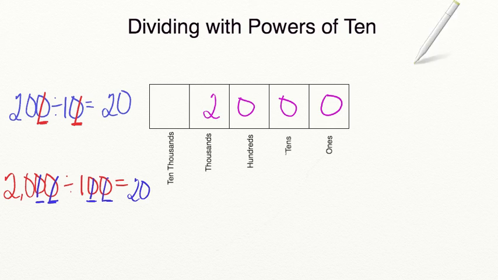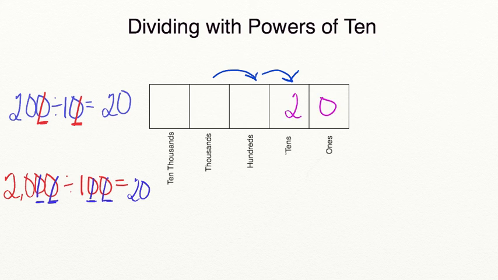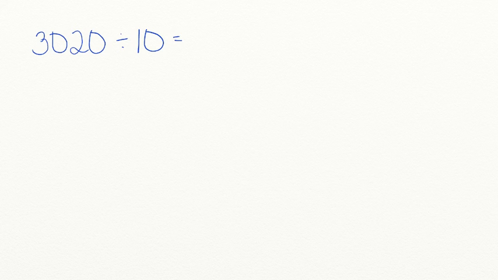All right, I have 2,000 represented on my place value chart. I know I need to move it over 2 place values, so I'm going to move my 2 over once, and then I'm going to move my 2 over twice. That means that I should have a value of 20. So 2,000 divided by 100 equals 20. Let's run through some practice problems together.